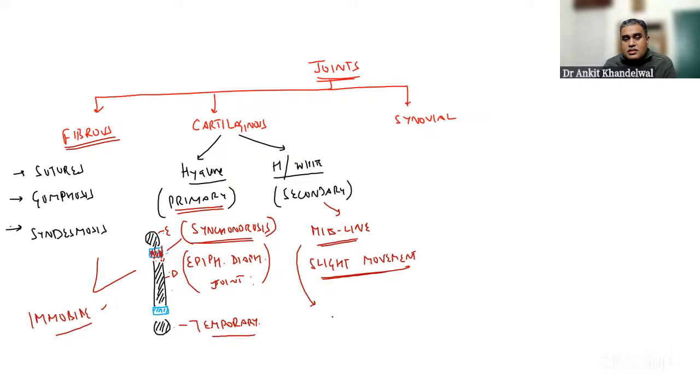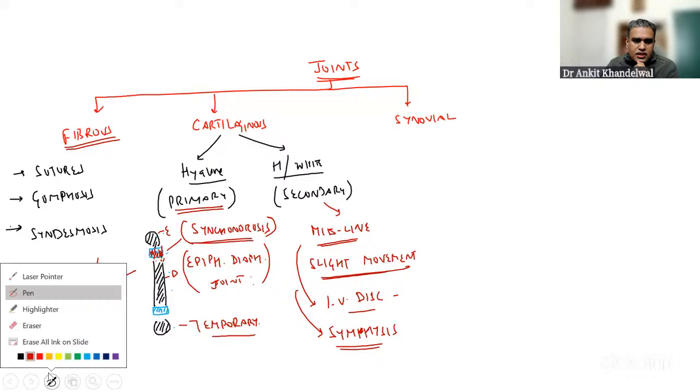For some examples, midline, like intervertebral disc. Between the vertebral body, we have an intervertebral disc. That is your secondary cartilaginous. They are also remembered by the name symphysis. So you have pubic symphysis, mental symphysis, all the symphysis. So those symphysis come as a secondary cartilaginous.